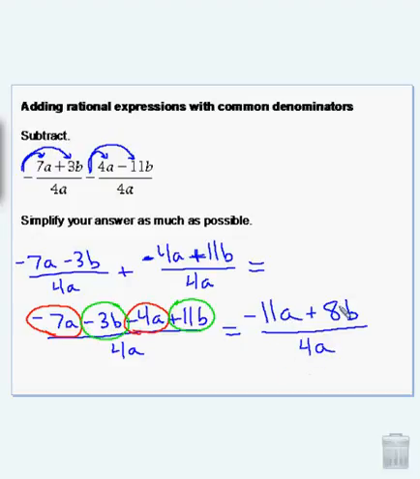Again, while the 4 and the 8 look like they might reduce, 4 doesn't go into 11. We cannot reduce this because they would all need to be able to be reduced. So this is how you add rational expressions with common denominators.